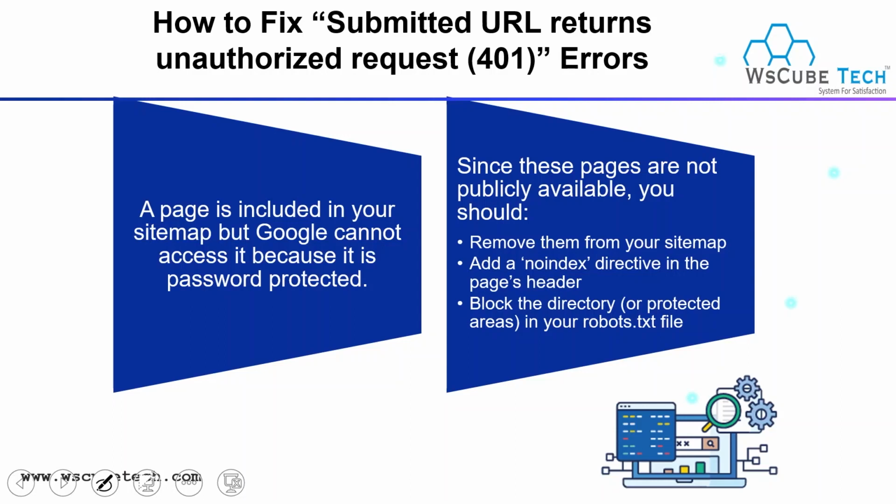Now, how to fix submitted URL returned unauthorized request, or you can say a 401 error. It means a page is included in your sitemap, but Google can't access it because it is password protected. That type of error is a 401 error. Since these pages are not publicly available, you should remove them from your sitemap, add a noindex directive in the page header, and block the directory or protected areas in your robots.txt file. So this is one of the ways to resolve this particular error.